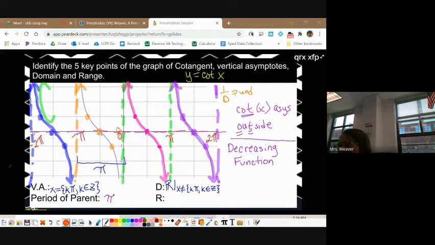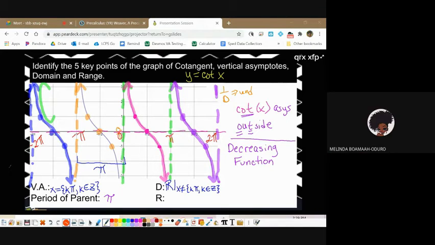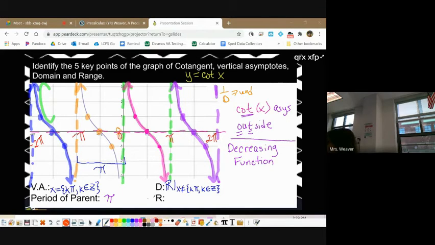That's not such a hard question. What about my range on this one? All together? All real numbers. You got it. It's all real numbers.